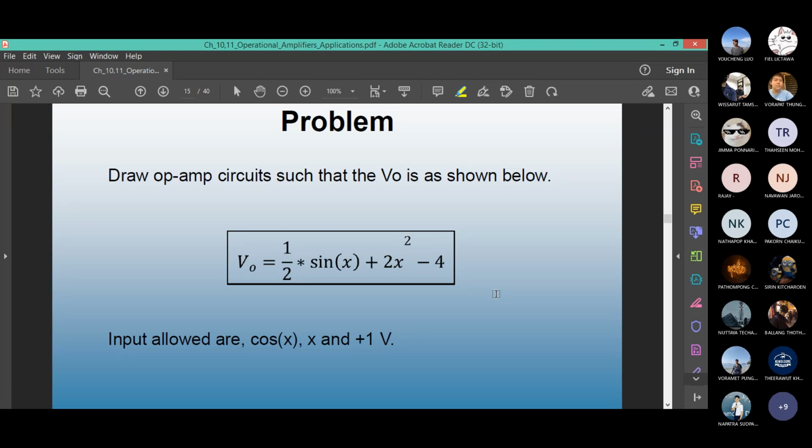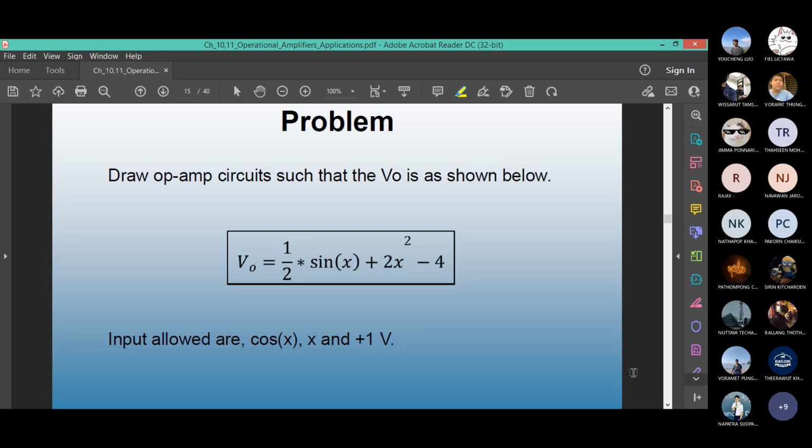But the design problem may have some constraints. Maybe I will just allow you to use only certain values of capacitor, and I might make some restrictions on the output side that you cannot use anything other than these values.